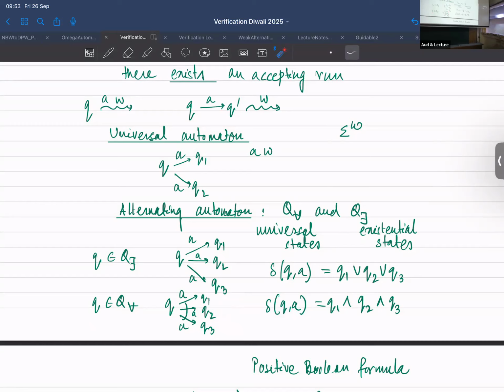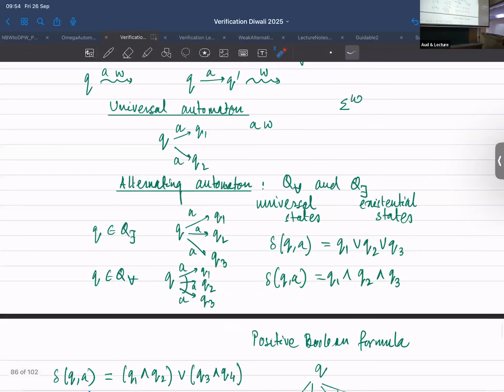Now the existential state, you can write in this way. It's like a disjunction. The universal state, you can write in the form of a conjunction: Q1 and Q2 and Q3. But then you can say that if I have both kinds of states in an automaton, that is an alternating automaton.